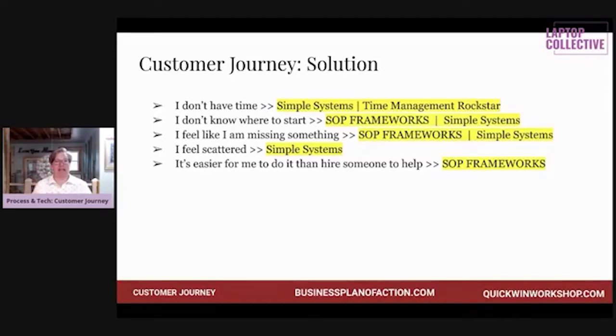It is not easier for you to do something. It is easier for you to document it and then figure out who's the best person for that job and then hire someone. That is what you do.